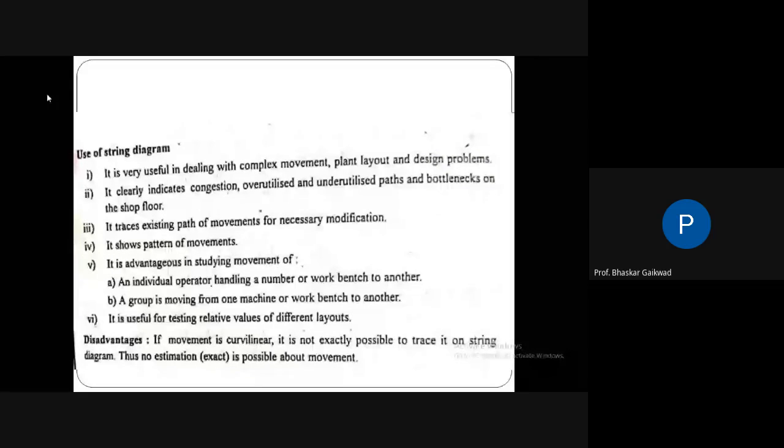Second, it clearly indicates the congestions, meaning complicated or overutilized or underutilized paths or bottlenecks on the shop floors. Whatever the problems in the movements are, we can find them and try to solve them, so that minimum movement should be there. That is actually the meaning of point number two.